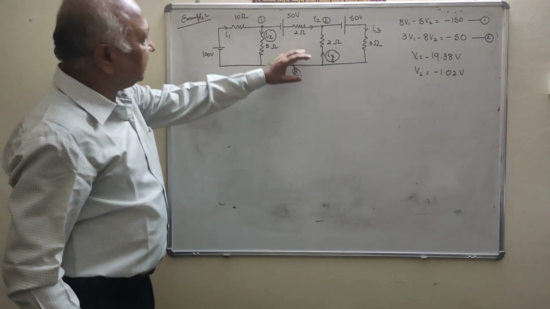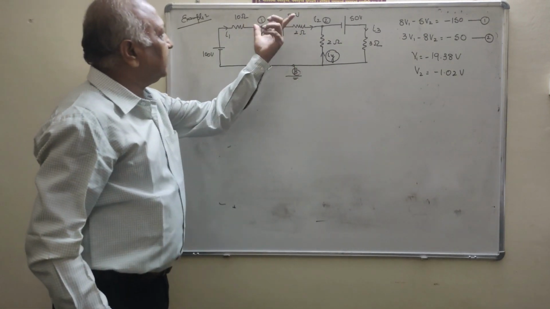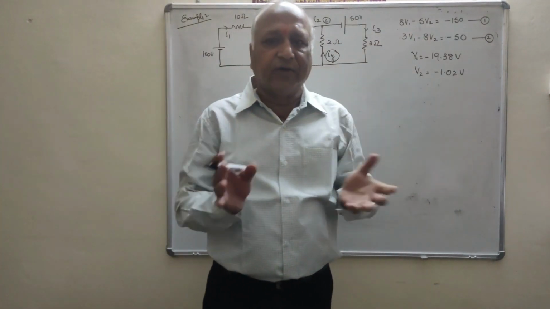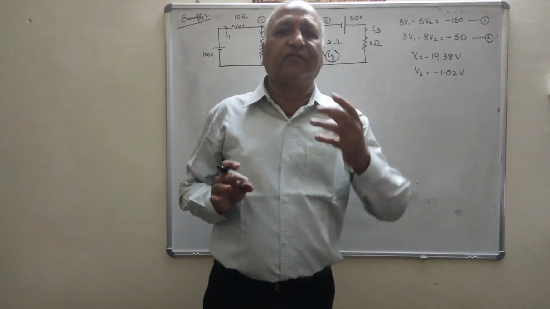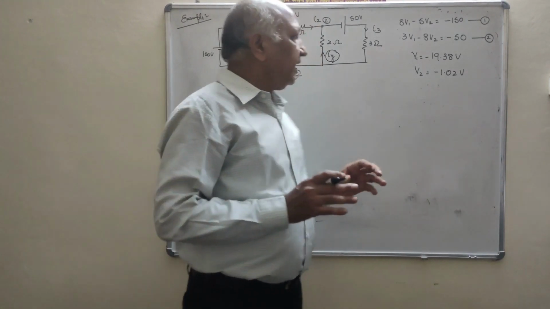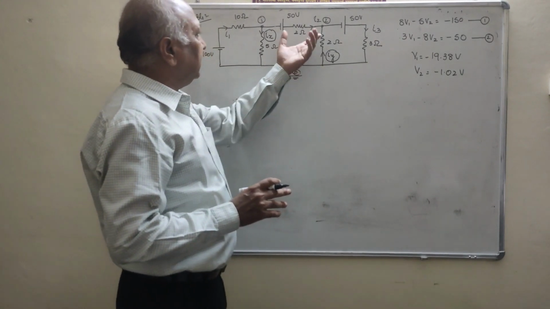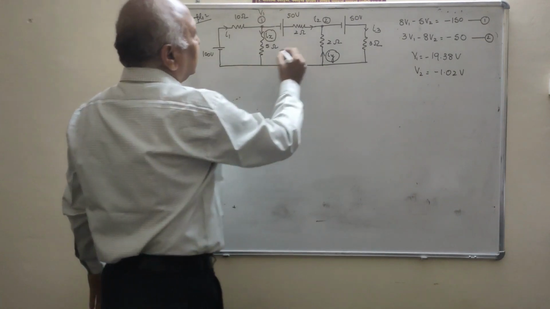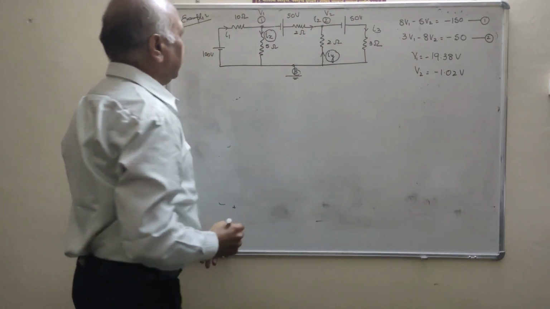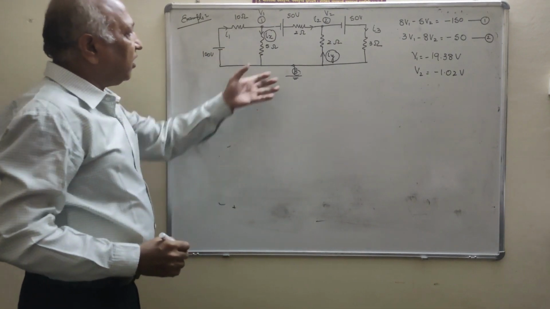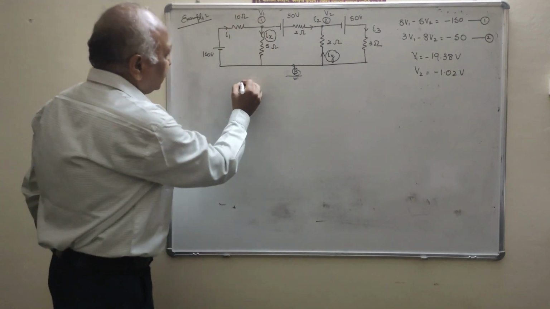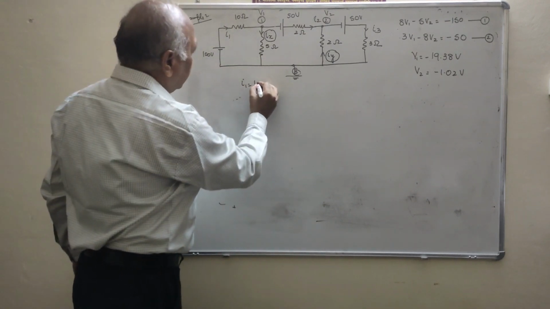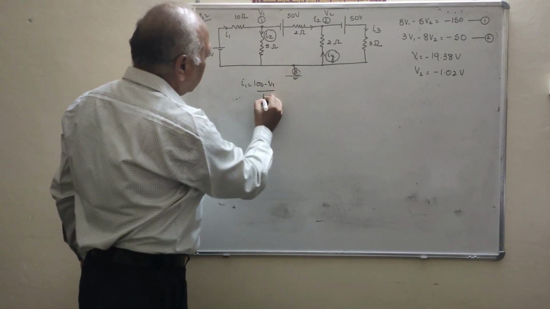Clear? That means we will apply the KCL at node 1 and node 2. As I told you, if there are n nodes, we will make n minus 1 equations. That means here we will make 2 equations. Now say the voltage of node 1 is V1 and node 2 is V2. Now we will write the set of current equations. Then what is I1? You will see, that is (100 minus V1) upon 10.